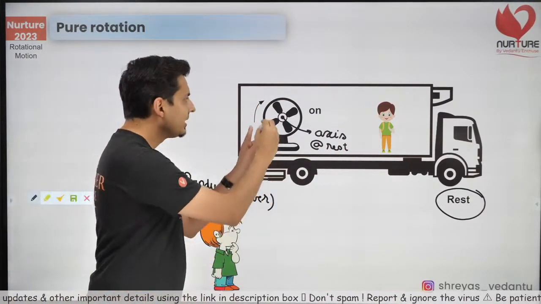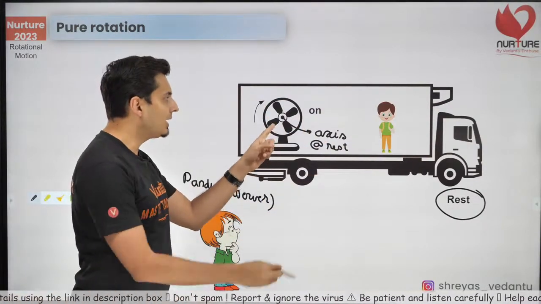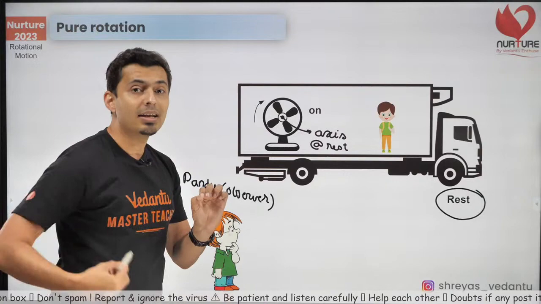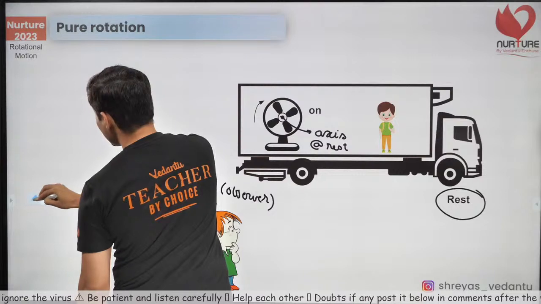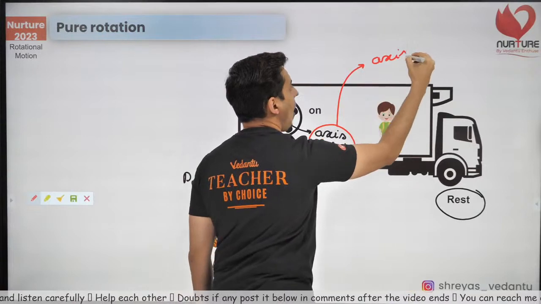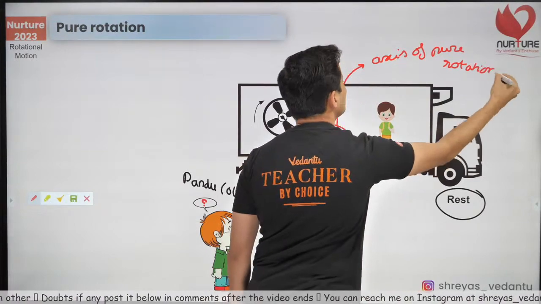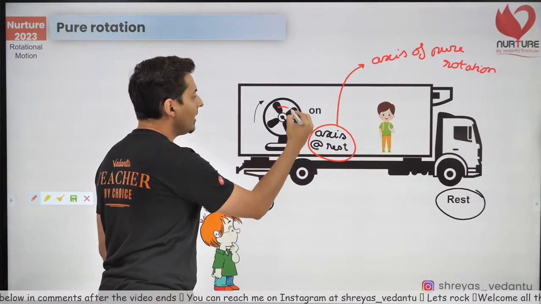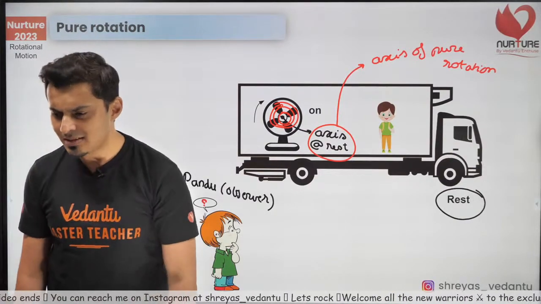When you find that for a body which is in motion, there is one point on the body which is at rest and all other points are rotating around it, then that axis is called the axis of pure rotation. Very, very important. It's just rotating. There is no translation. All the other points go in circles around that particular axis. Is that clear, my warriors?